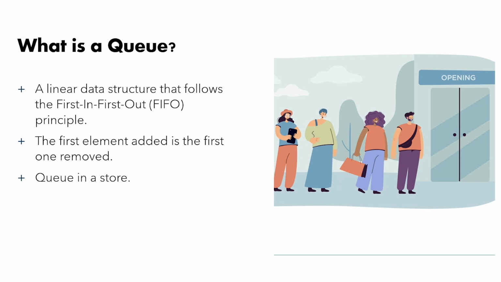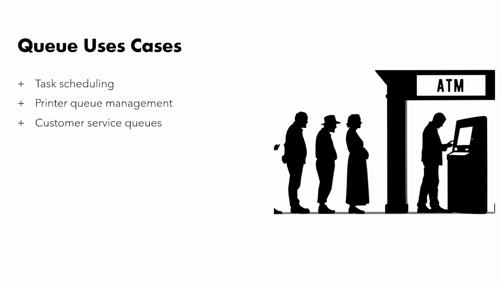A queue is a linear data structure that follows the first in, first out principle. Just imagine a queue of people in front of a supermarket, or in front of customer service, or even a queue of vehicles in traffic. The first to get into the queue is the first to get out. And this is what we call the first in, first out principle. The first element added is the first one to be removed. Queues are very important data structures in programming. We use queues for task scheduling, for printer queue management, for customer service queues, and so on.